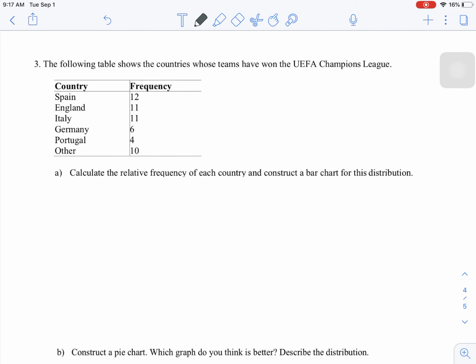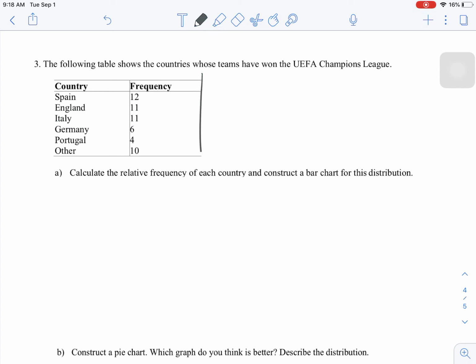In question 3, we have a table that shows how many times teams from each country have won the soccer tournament called the Champions League. And so in part A, we want to calculate the relative frequencies for each country. This table gives us the absolute frequencies. It tells us that teams from Spain won this tournament 12 times. Teams from England won this tournament 11 times. Teams from Italy won 11 times as well, and so on.